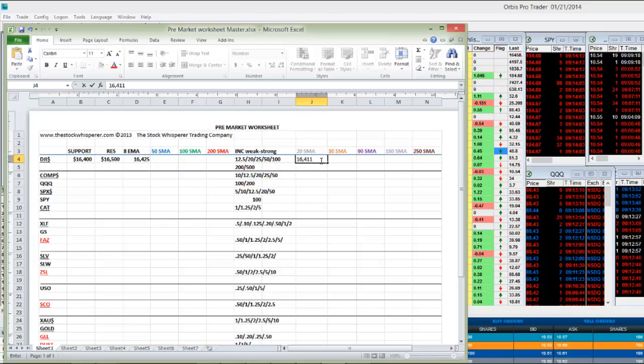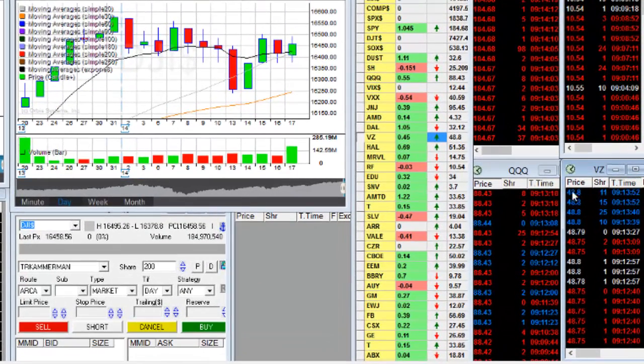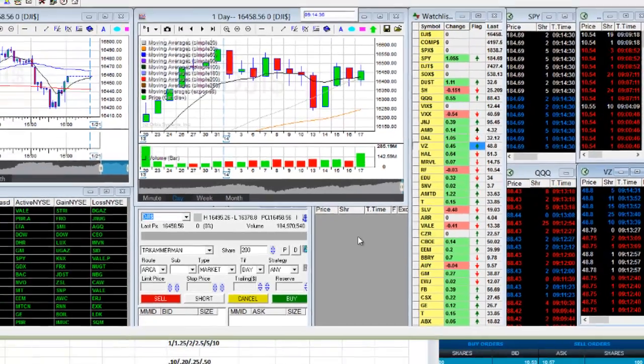I do this because if you're trading a Dow stock like Verizon today, which is going to be very active, you really want to know the levels of resistance and support on the Dow. Because if Verizon is breaking that 49 level and the Dow has broken through 16,500 with no resistance, that's a high probability trade on the long side.